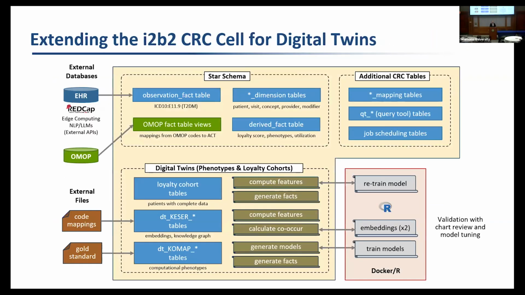Some quick implementation details. This is a schematic of the I2B2 CRC cell where the patient data are stored. At the top, that's the standard star schema and the query tool tables, the QT tables. The new digital twin stuff, digital twins are what we call the combination of computed phenotypes and the loyalty cohort part. That adds a number of new stored procedures and tables. There's mapping files you have to load in to map to phe codes and to CCS procedures. And then outside of I2B2, you have R and R scripts that do the embedding regression and the COMAP models.